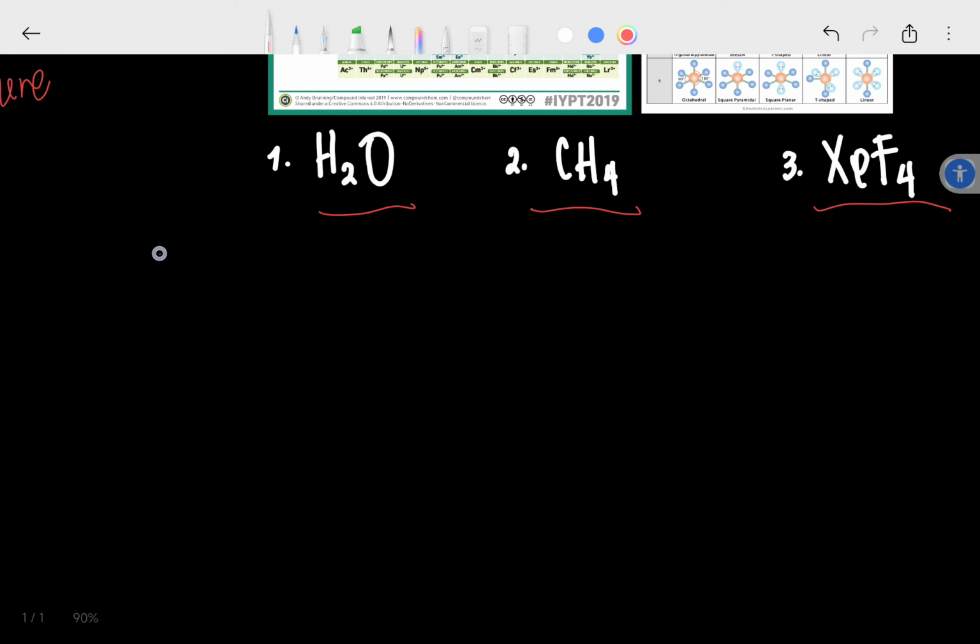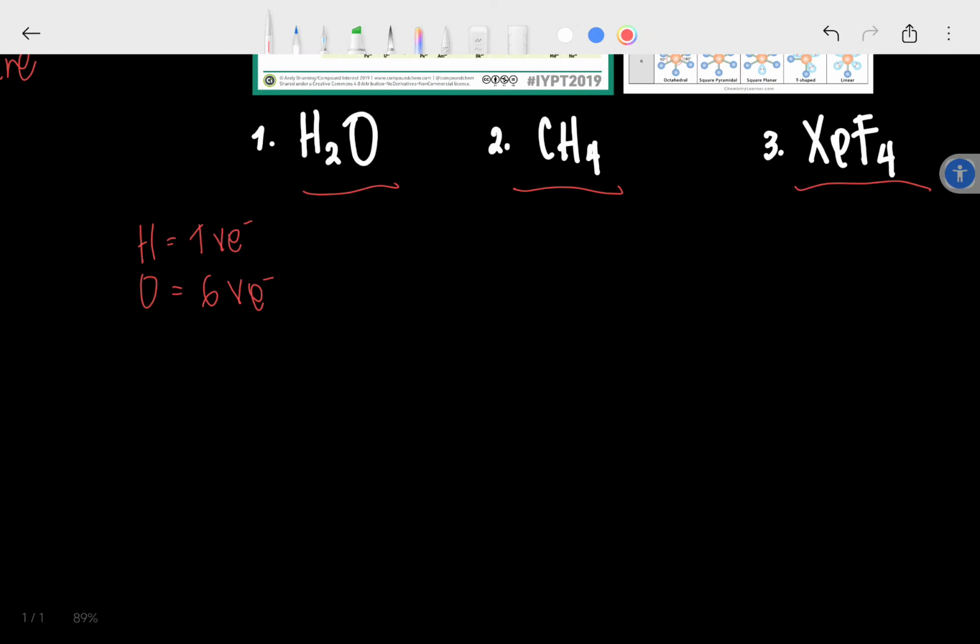So remember that hydrogen has one valence electron. Oxygen has 6 valence electrons. So to illustrate, we have the hydrogen with 1 valence electron and oxygen with 6 valence electrons. Now since this is covalent bonding, there is a sharing of electrons. So we've got 1 oxygen and 2 hydrogen.